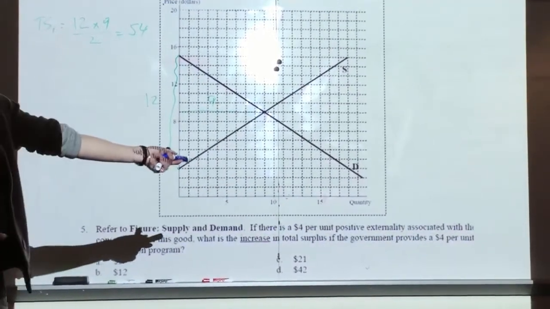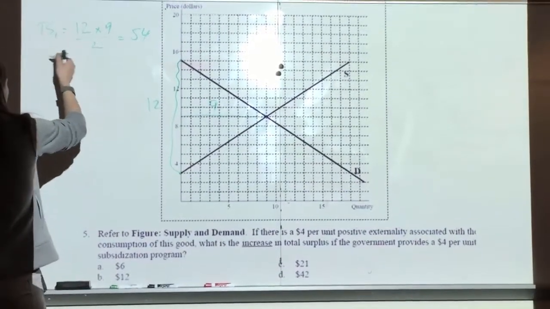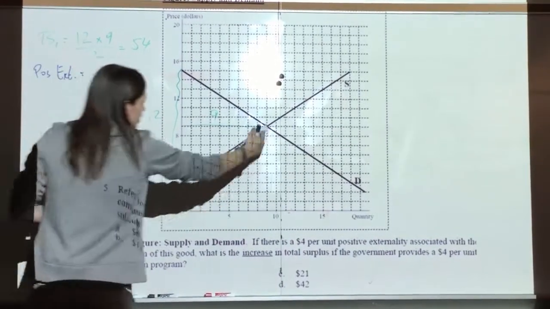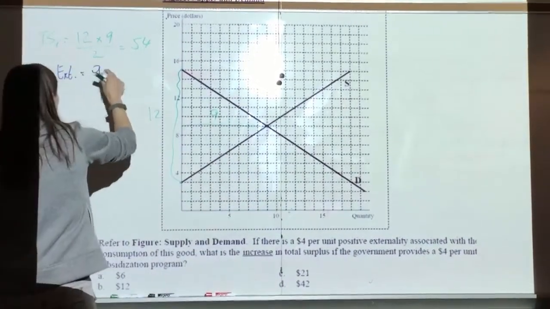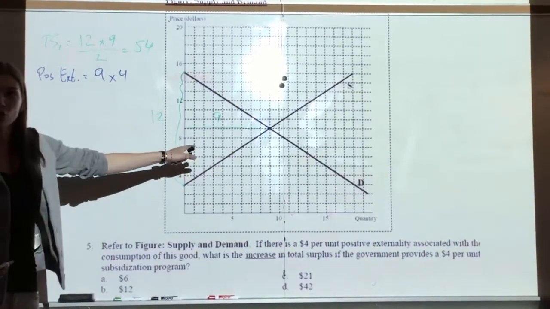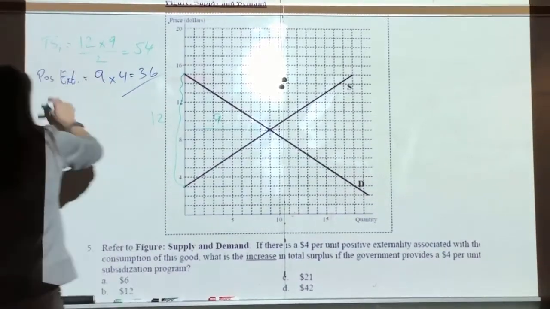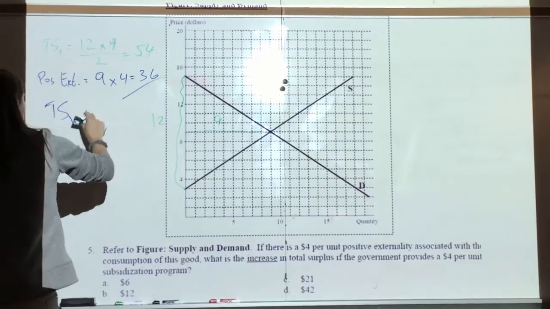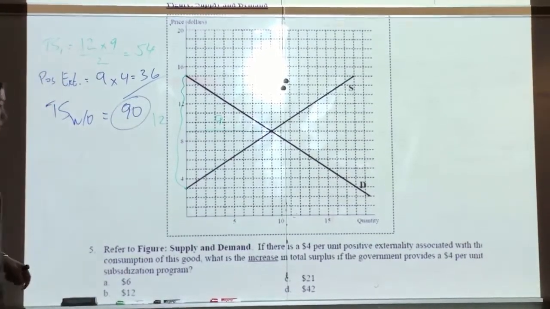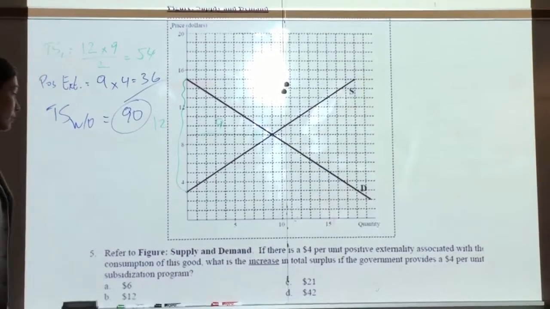And the externality we're told is 4 per unit. So this is the positive externality part. We sell 9 units in this case, and each of them gives us an extra 4 that is not accounted for in here. So that is 36. And then total surplus without any intervention is 90 units, whatever the unit is. Correct? This is the base case.